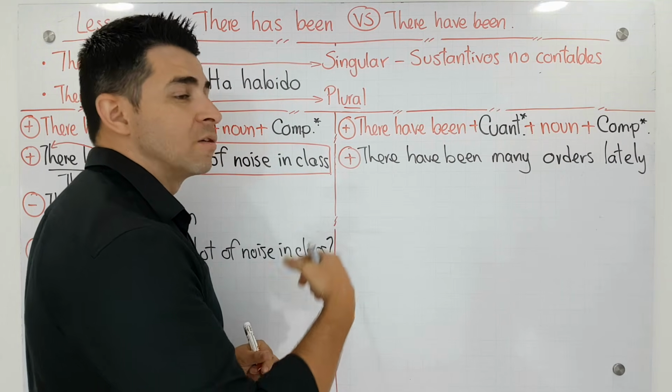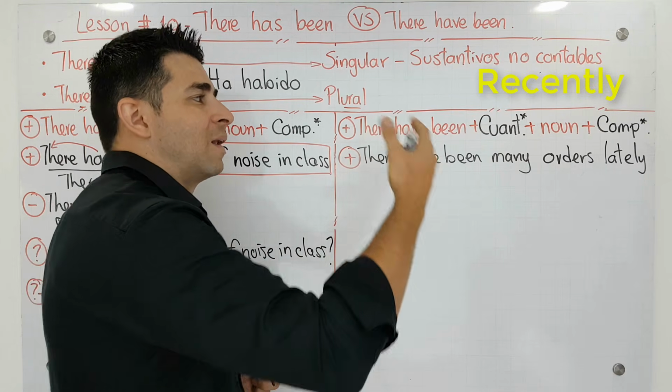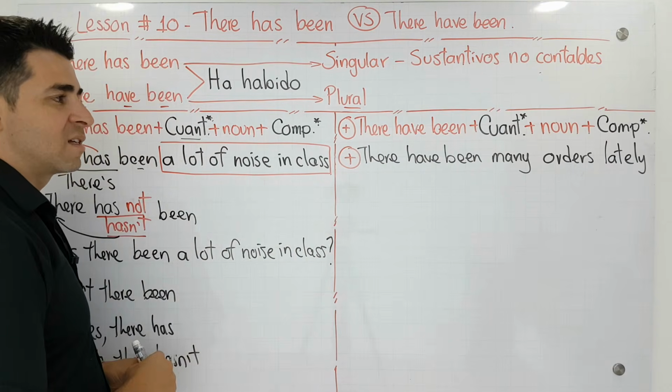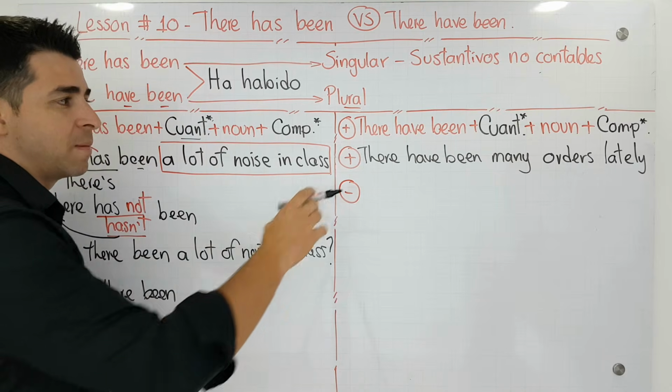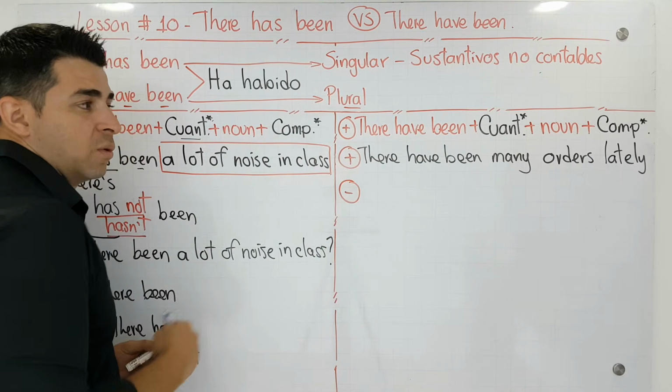Pacho, can we say recently, like this? Yes, you can also say recently, recientemente, últimamente son sinónimos y podrían ser trabajados. This is a very easy sentence. Let's continue with the negative sentence. Vamos a ver la negativa, simplemente vamos a decir que no ha habido muchas órdenes últimamente.